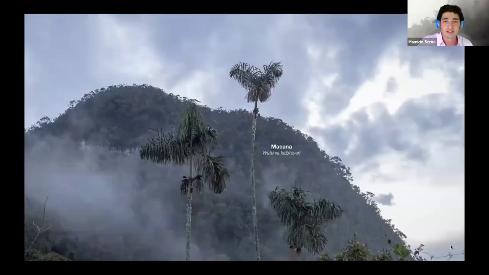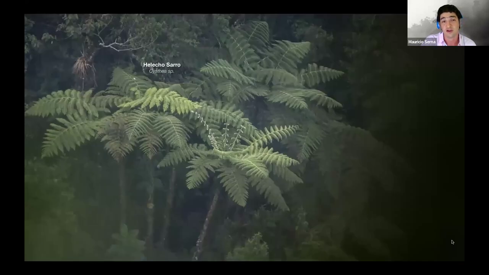This is the palm that I was telling you about that is really logged, and it's legal to log this palm because it's really precious for house building and furniture building. And in El Globo, we have a huge forest of Macana, this Wettinia kalbreyeri palm. Go ahead, Dave. And the last palm that I'm going to show, it's a fern actually.